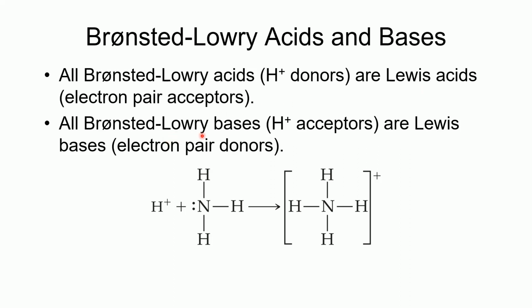As far as Bronsted-Lowry bases, things that are H+ acceptors, well, in order for it to accept an H+, it necessarily must be donating a pair of electrons. So here, since the ammonia is accepting H+, it's donating its pair of electrons to make this possible. So this is a Bronsted-Lowry acid because it's donating H+. This is a Bronsted-Lowry base because it's accepting H+. But we can also call this a Lewis acid because it's accepting a pair of electrons, and this is a Lewis base because it's donating a pair of electrons. So we will have an example like that on the in-class assignment here in just a few minutes.